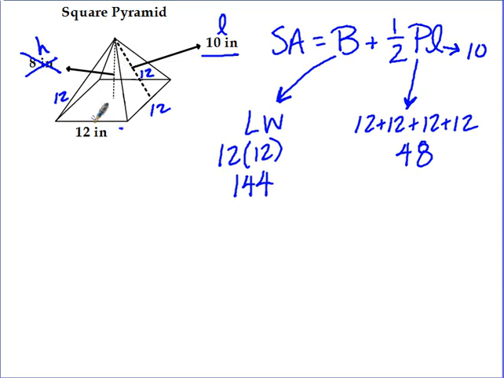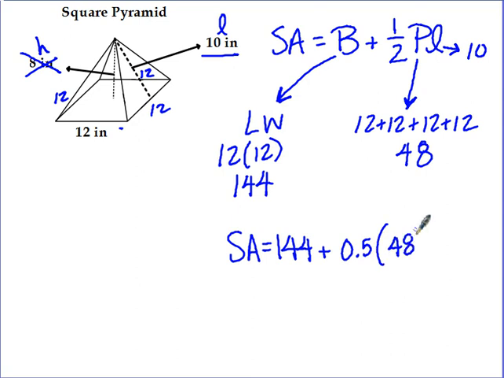But they're all 12, so that means all of our slant heights are going to be 10, so we're okay. So the surface area is going to be 144, that's capital B, plus 1/2. You can either put it into the calculator as 1 divided by 2, or you can do 0.5 times 48 times 10. And when you plug all that into your calculator, you get 384 square inches.